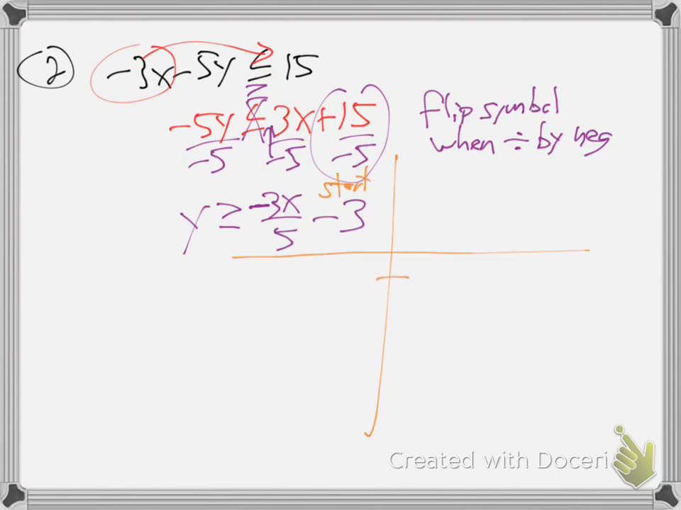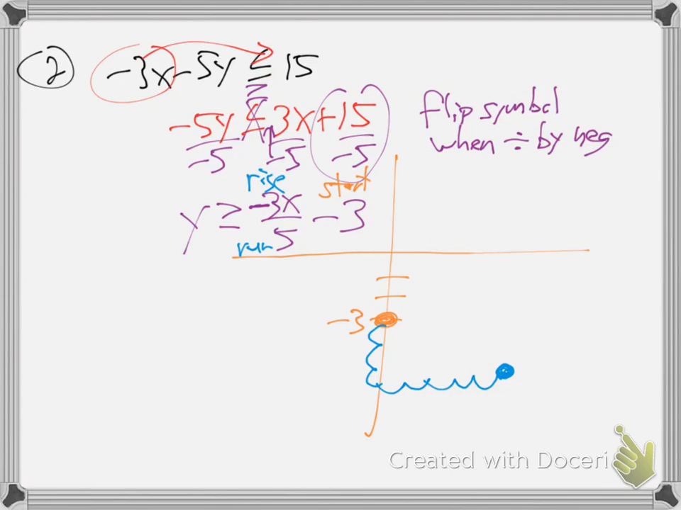We start it down 3, huh? 2, 3, right there. There's our first dot. And then where do we go from there? Yeah, rise over run, down 3 more. 1, 2, 3, over 5. 1, 2, 3, 4, 5, right there's my second dot, like that.